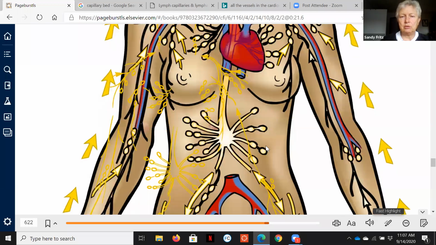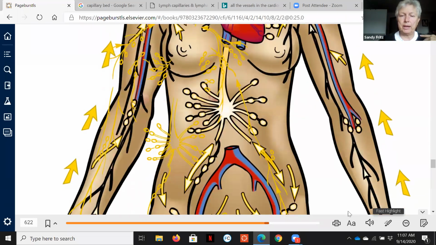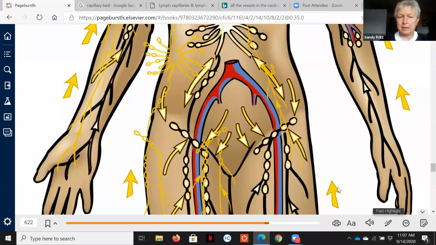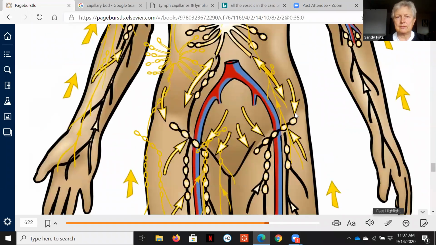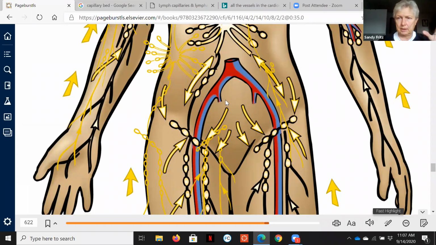But what I do tell people, from the waist up and in the arms, think about moving toward the axilla and the anterior, the clavicles. And then below the waist and the lower extremity, think about moving towards the groin. Once the lymphatic fluid gets into this area, it goes into the deeper vessels in the torso, where it's affected by movement of the viscera and breathing.